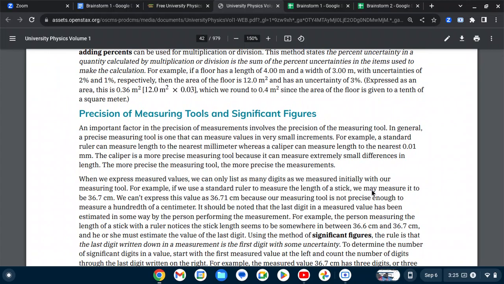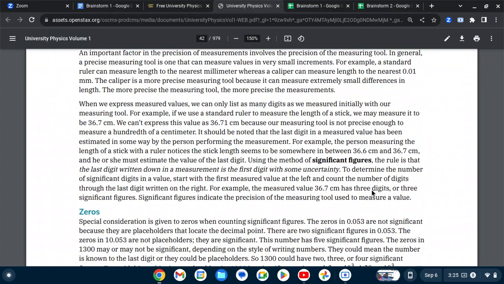Precision of measuring tools and significant figures. An important factor in the precision of measurements involves the precision of the measuring tool. In general, a precise measuring tool is one that can measure values in very small increments. For example, a standard ruler can measure length to the nearest millimeter, whereas a caliper can measure length to the nearest 0.01 millimeter. A caliper is a more precise measuring tool because it can measure extremely small differences in length. The more precise the measuring tool, the more precise the measurement.